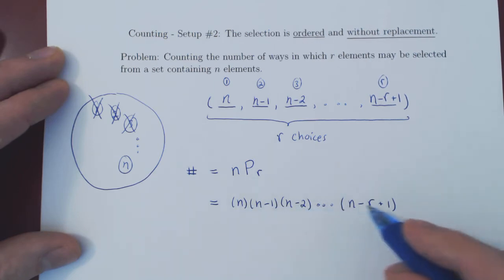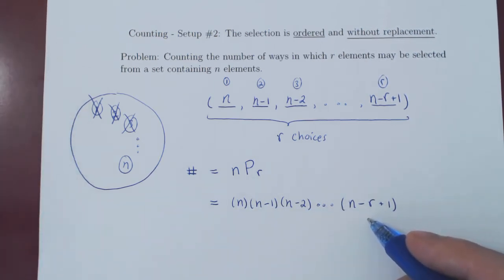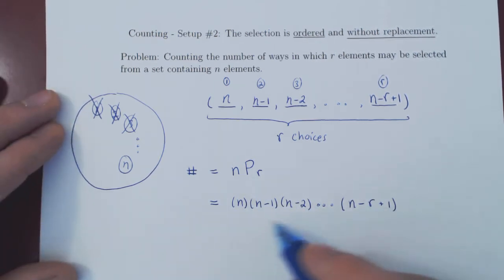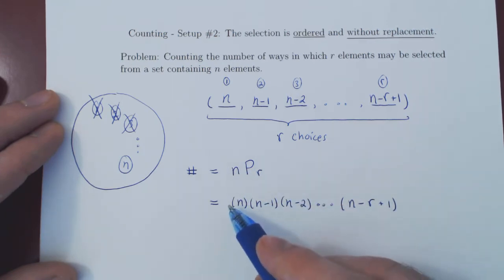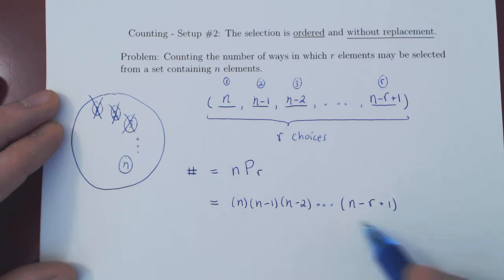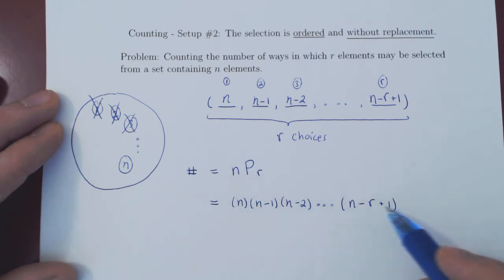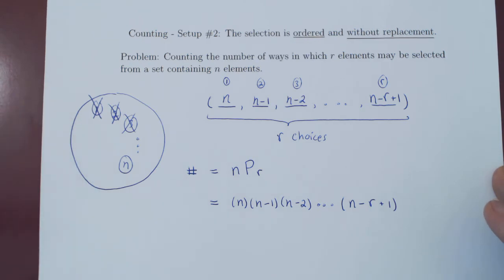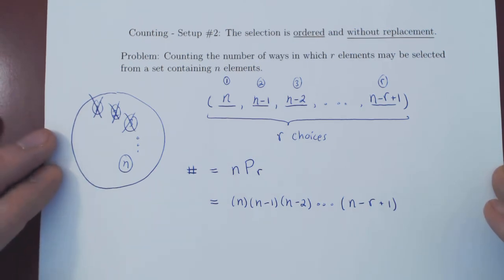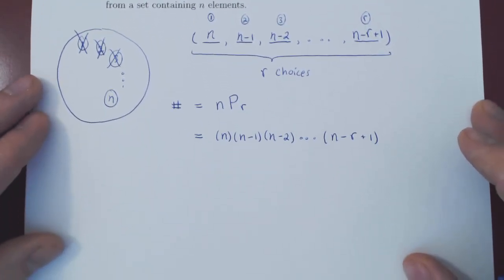And that's it. But you can imagine now that we don't want to leave it like this. Because what if n was, say, 1000 and r was 400? This would be a pretty long product. And we wouldn't want to calculate this with our calculator, as it would be way too long. Let's see if we can condense this into a more manageable formula. And the answer is yes.